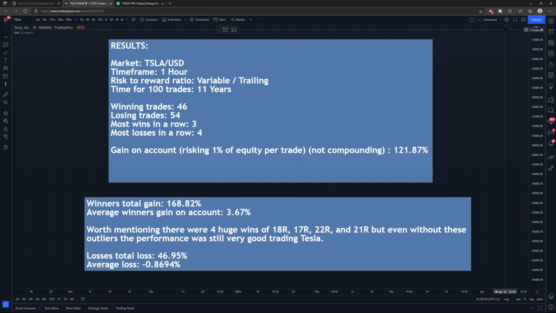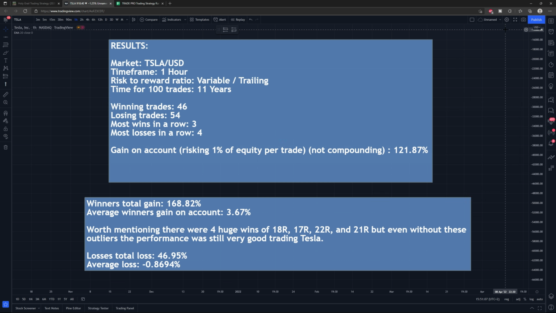So this was tested on Tesla on the 1 hour time frame using a variable risk to reward ratio with a trailing stop loss method. And it did take 11 years of price data to find those 100 trade signals. So I believe this one took longer than any other 1 hour time frame test to achieve the 100 trades.